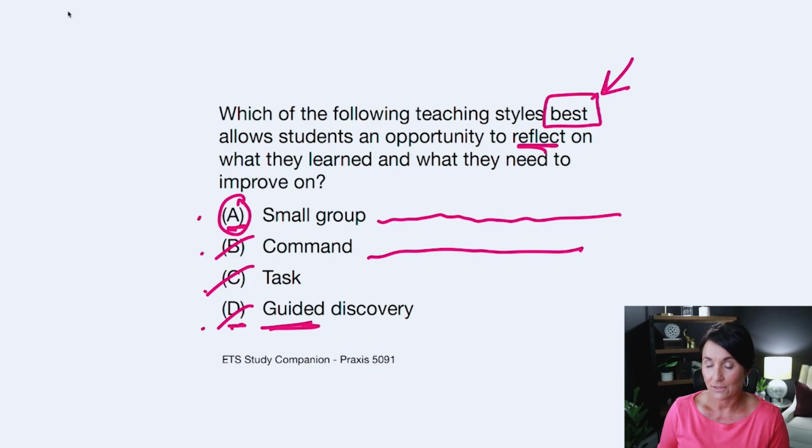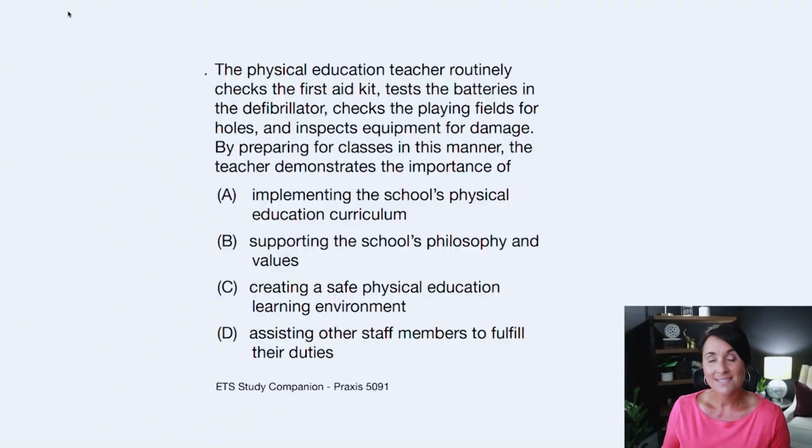So A is the best answer choice here, okay? Remember, the best out of all of this to reflect is small group. You're with your peers. You're like, hey, I kind of liked it. I'm not sure how well I did. Maybe next time I can do X, Y, and Z. That's what's going on there. All right. Let's take a look at the next question.